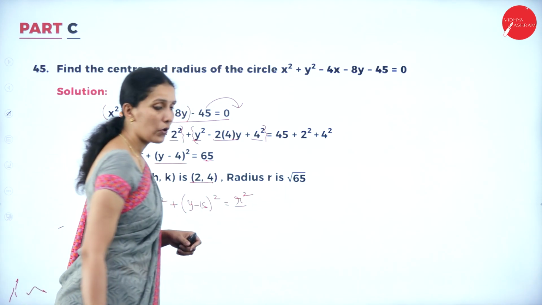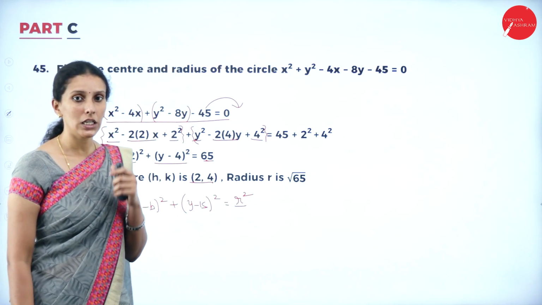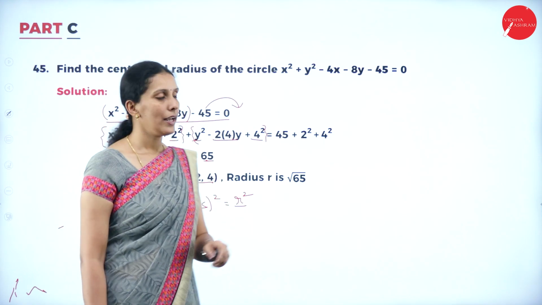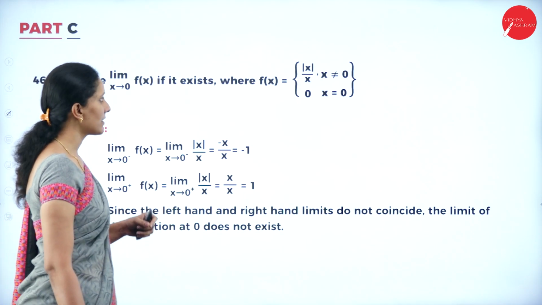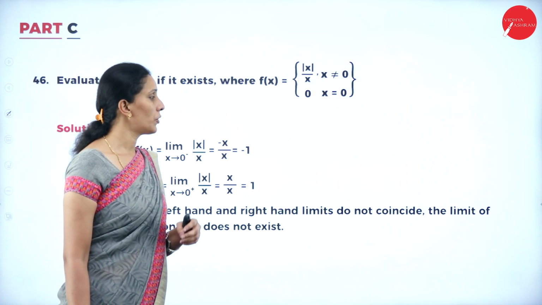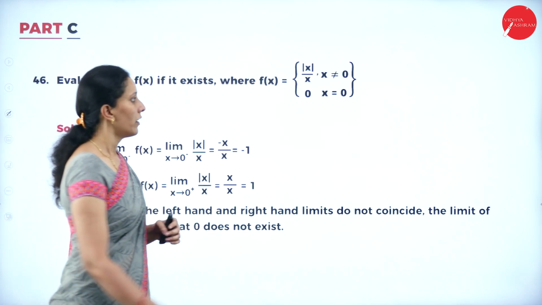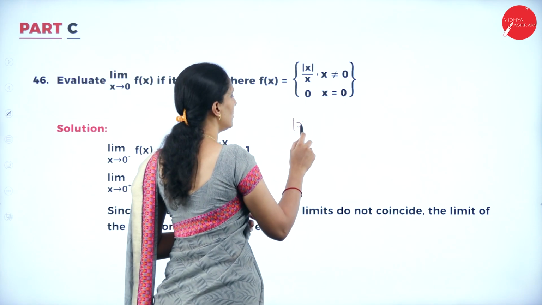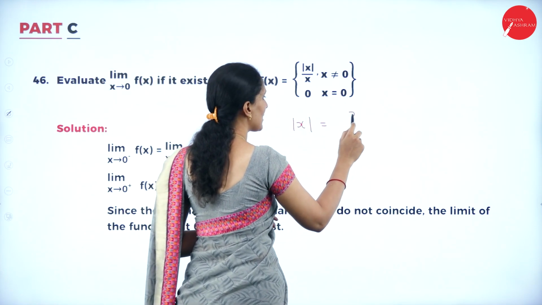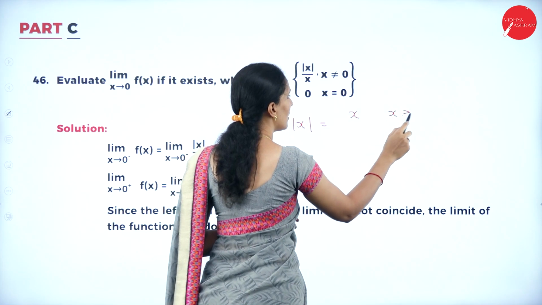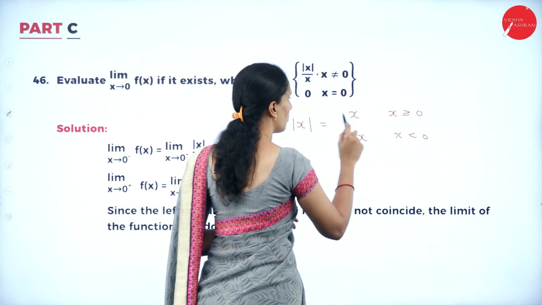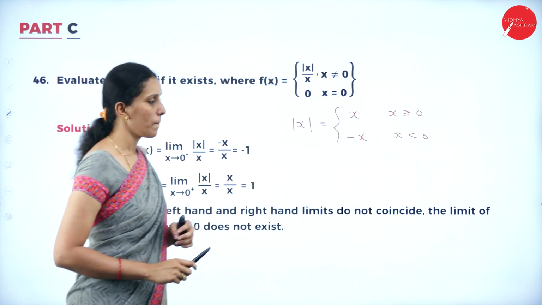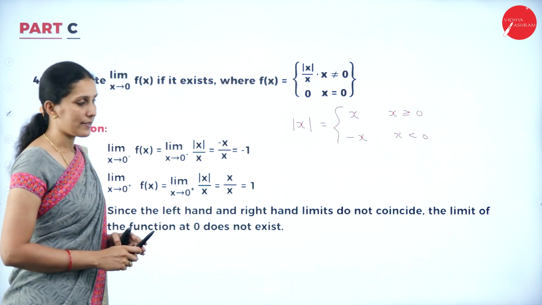So r is root 65, which is the radius of the circle. Next one. Evaluate the limit as x tends to 0 of f of x, if it exists, when f of x is equal to mod x divided by x. We know that the modulus function will be taken as x if x is greater than or equal to 0 and minus x if x is less than 0. So we have two cases here.